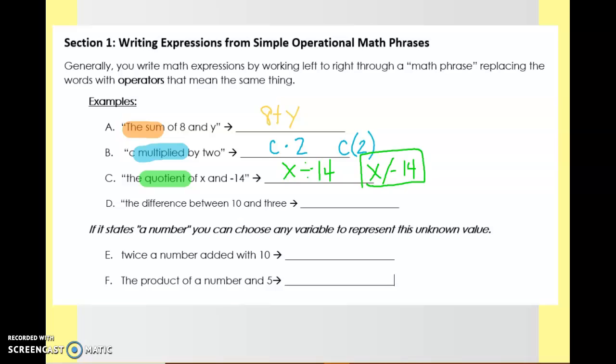All right, and the last one here, the difference between 10 and 3. The difference means the operation of subtraction. And again, whether you know that or you need to look at your keywords chart, the difference is subtraction. And so what two numbers are we subtracting? 10 and 3.